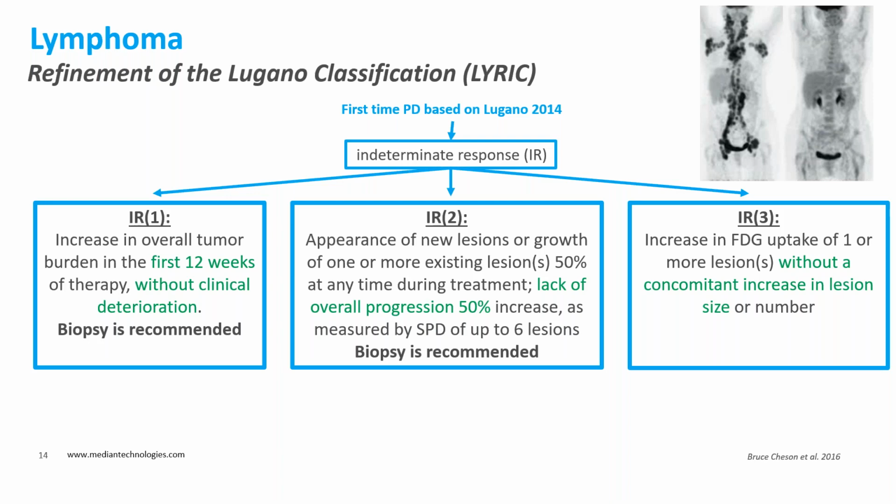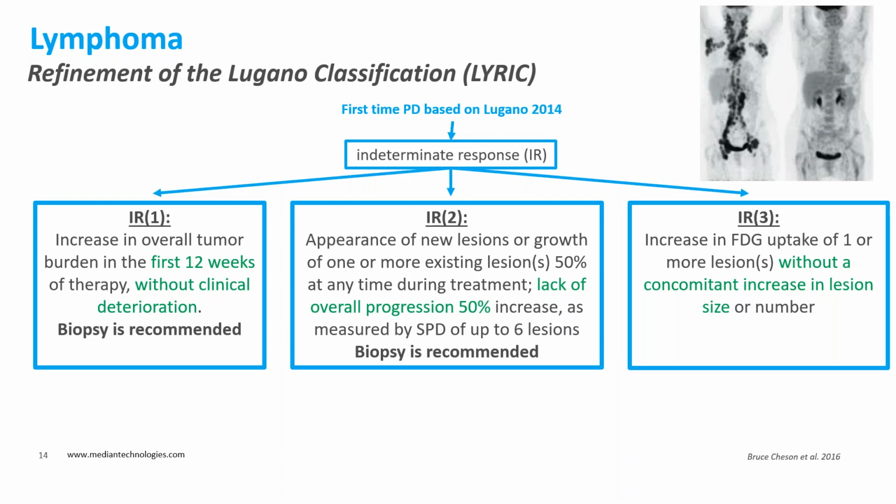A new response category termed indeterminate response, IR, was introduced, which provided flexibility to allow patients to continue treatment past IR with a confirmation evaluation within 12 weeks. So a patient will be considered as IR when he or she meets one or more of the three conditions.